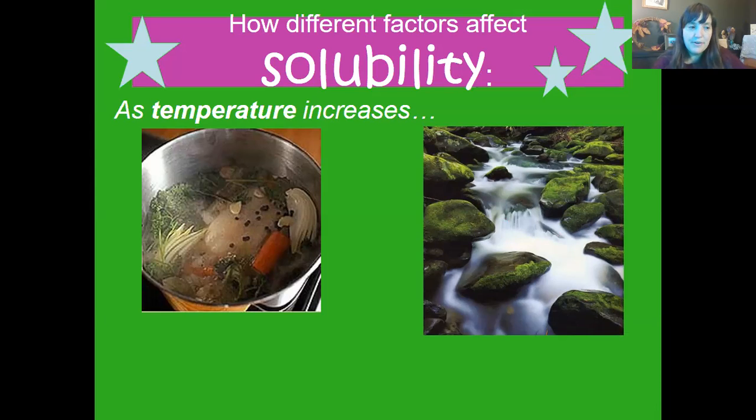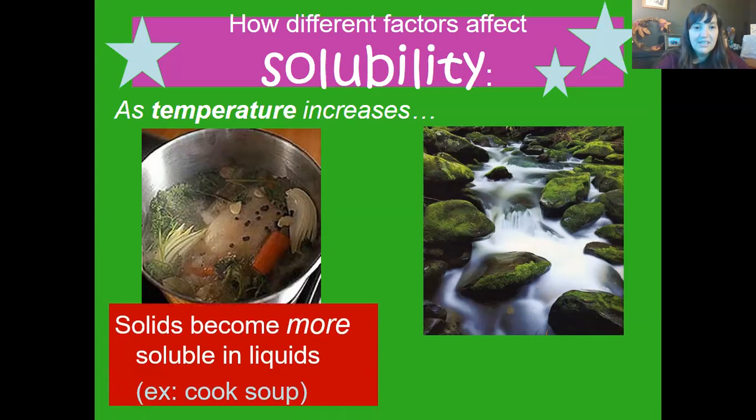So the result, though, is going to be different if you have a solid or a liquid or a gas. So say you have a solid in a liquid. You can think about cooking soup. If you want all those solids to kind of start dissolving in the soup, you're going to heat it up, right? Because solids become more soluble in liquids.